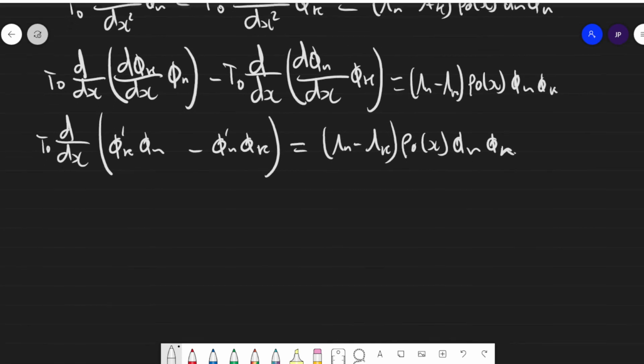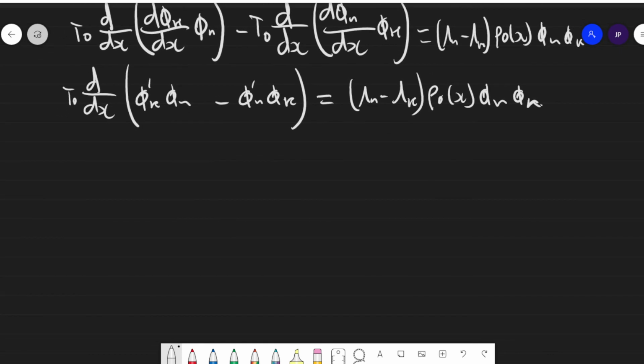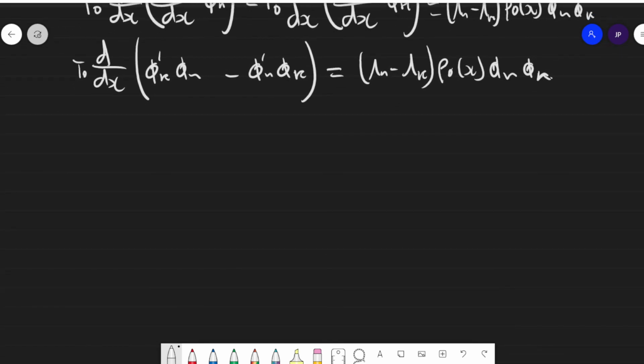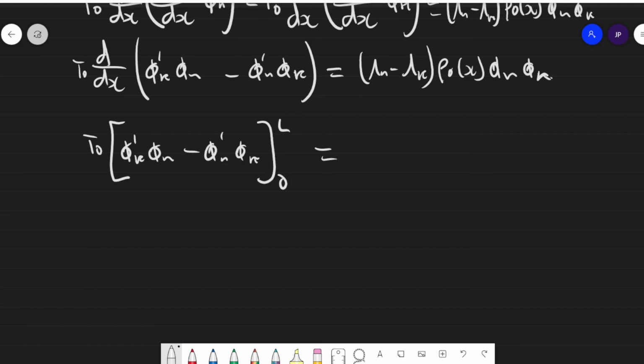Right, I can integrate on both sides over the total range of the x, which is 0 to L. So then I'll end up with this. If I integrate this over the whole range, and here I'll have lambda. Okay, integrated over the whole range.